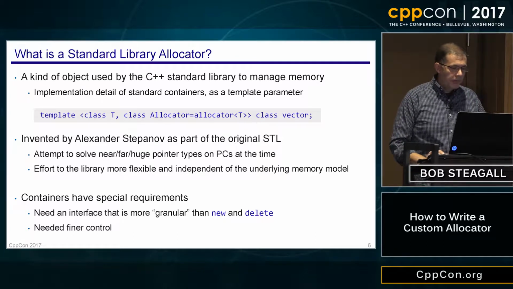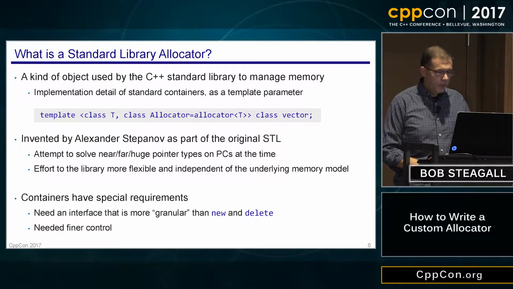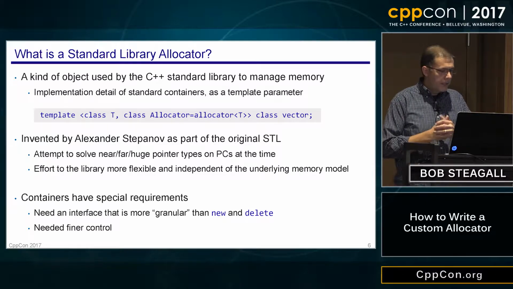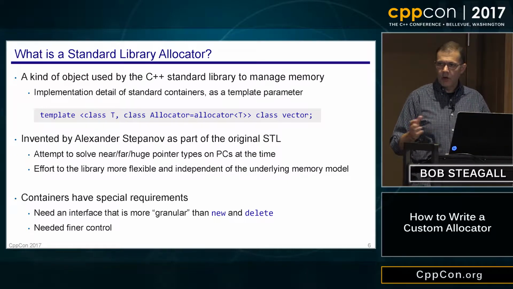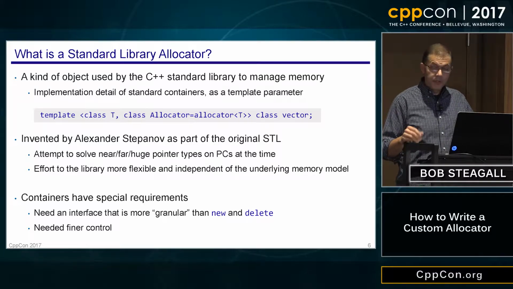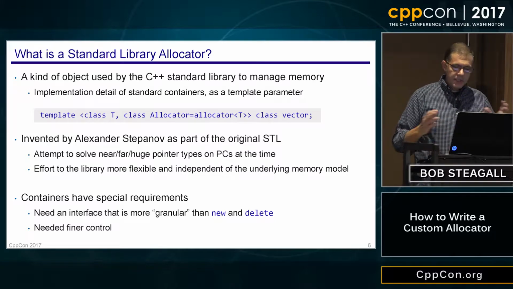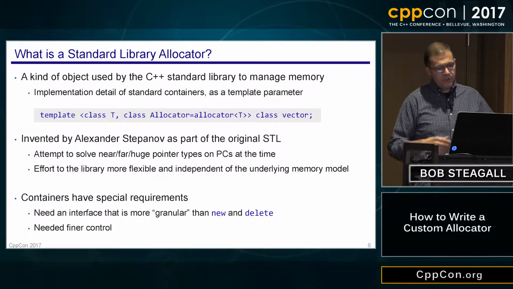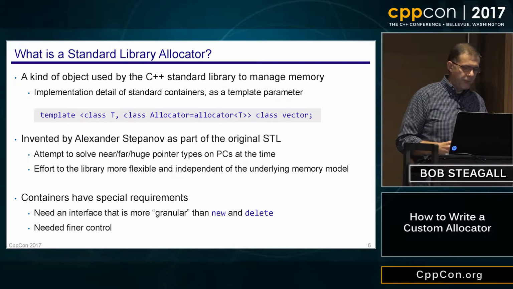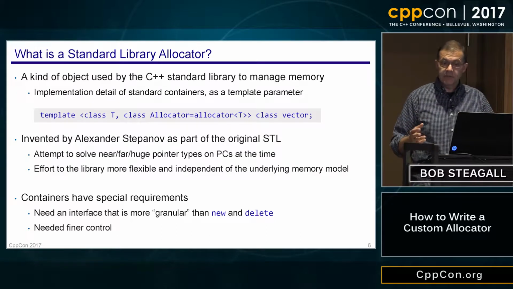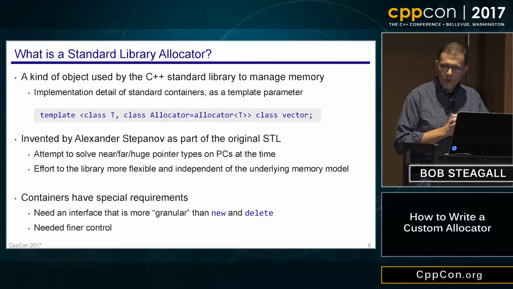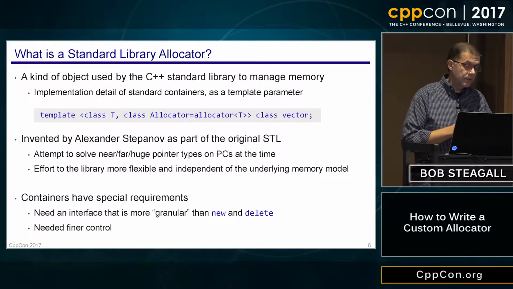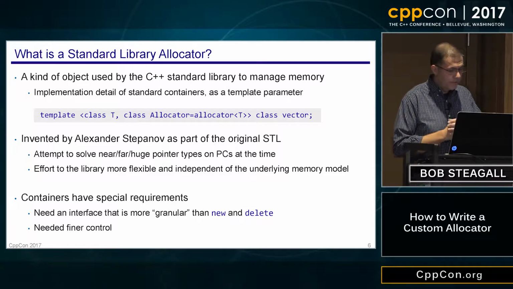Allocators were invented by Stepanov many years ago as part of the original STL. It was partly an attempt to solve the problem of different sized pointer types on DOS, which was the dominant operating system of the time. There was this funny 16-bit addressing model with segments and offsets, but you could address more than 16 bits of memory, and consequently there were pointers that had different sizes. And there was a desire to abstract those weird things away from the containers, so they didn't need to think about that or be aware of it.